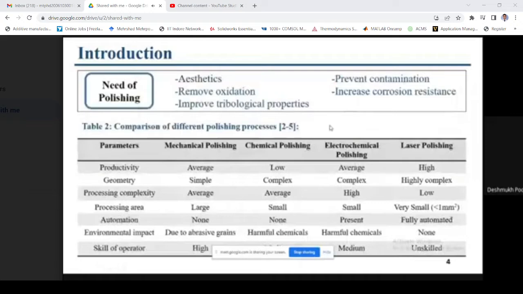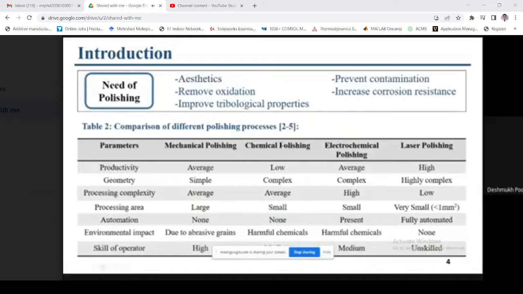Here I have carried out my study on polishing. So first we'll see what the need for polishing is. Polishing is required for the aesthetic requirement of the components, to prevent contamination of the surface, and to remove oxidation from the component surface. Then it increases corrosion resistance, as polishing reduces the area of contact between the surface and the environment, so that corrosion is reduced. Then it improves the tribological properties like friction and wear resistance.